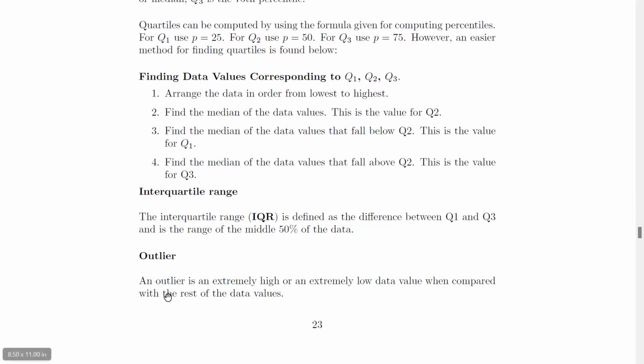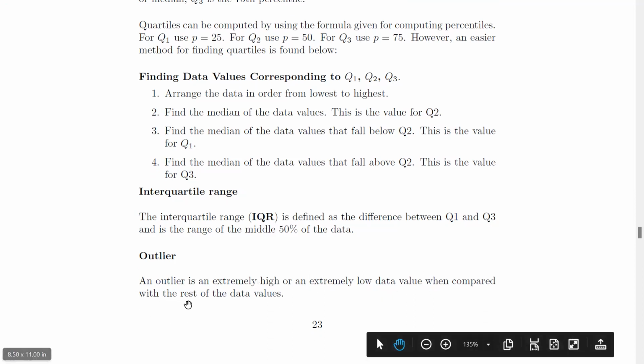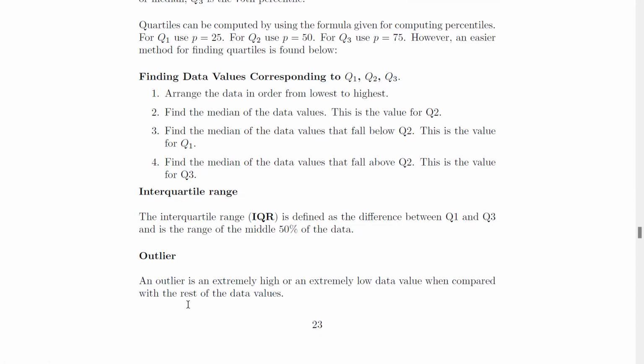Now let's take note of this important definition. We call this an outlier. An outlier is an extremely high or an extremely low data value when compared with the rest of the data values. So for example, if I'm considering the ages of students in your class, and most of you fall between the age of 20 and 30, and there's just one person who is 50 years old, we call that person's age an outlier because it's extremely high when compared to the rest of the data points. I hope it's clear.